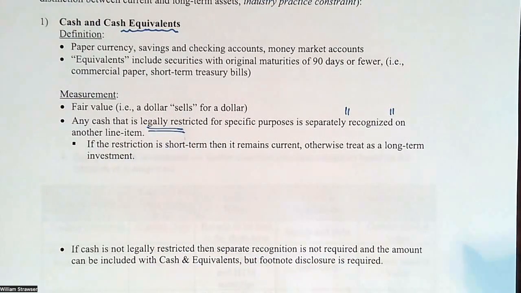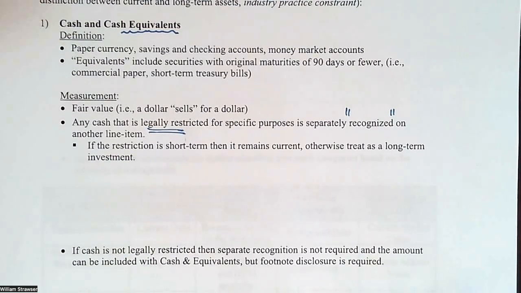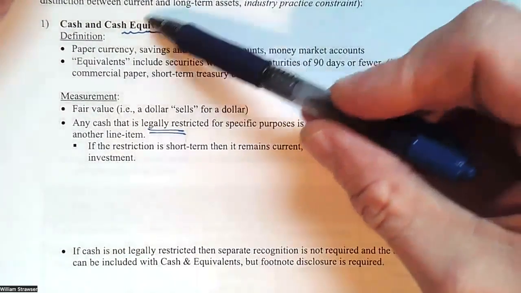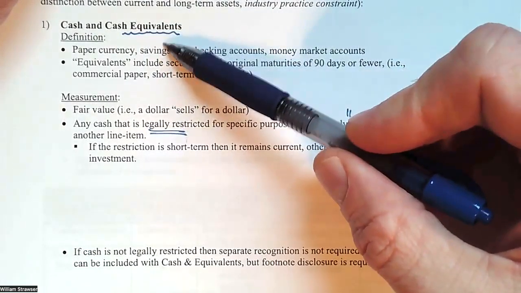The most common example would be when we borrow money. And part of the terms of our borrowing is that we have to set aside a certain amount of money in a bank account somewhere that we do not spend. It's restricted from our use. And if it becomes restricted from our use, it is no longer liquid. So it no longer meets this definition of cash and cash equivalents.